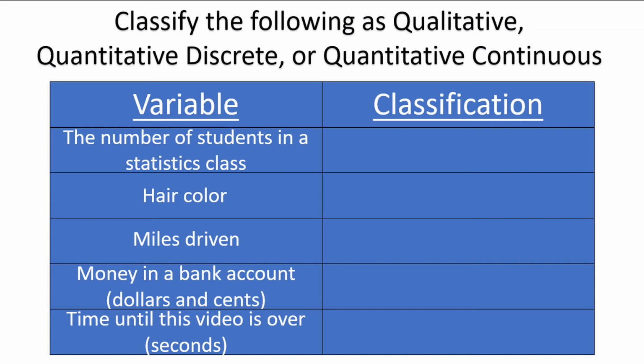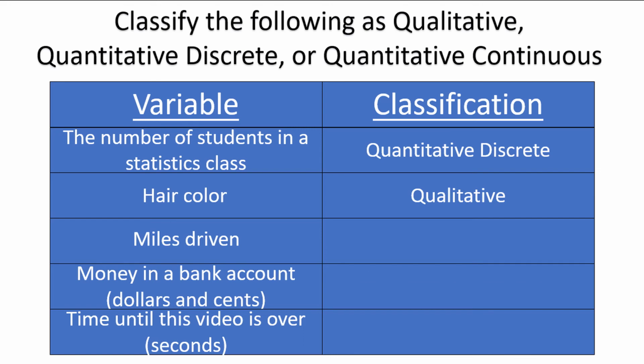First, we have the number of students in a statistics class. This is a quantitative discrete variable. You can't have half a student. We are restricted to only the whole numbers as options, like 30, 31, 32, etc. Hair color is a qualitative variable. It describes an attribute of a person that is not numerical.